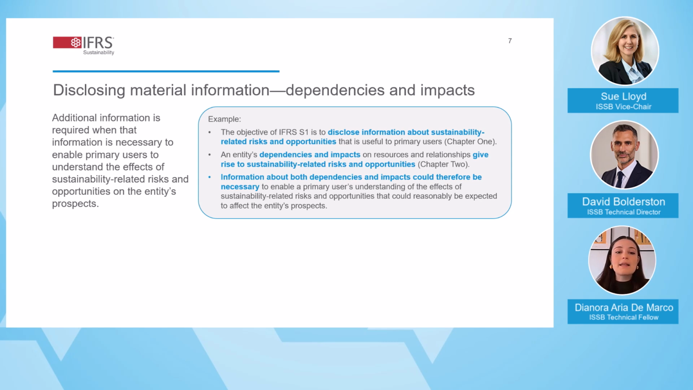So that is explaining that information about those dependencies and impacts might represent material information that enables primary users to understand the effects of sustainability-related risks and opportunities on the entity's prospects. So while not explicitly required by ISSB standards, in such circumstances, ISSB standards would require this information to be disclosed.